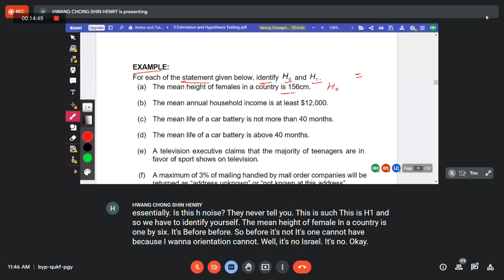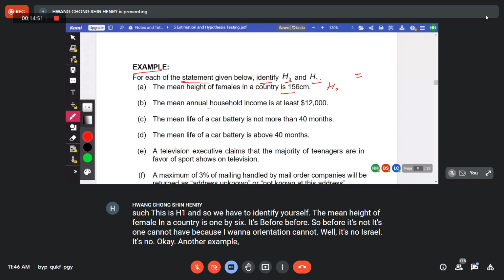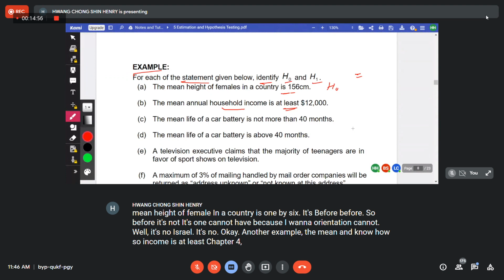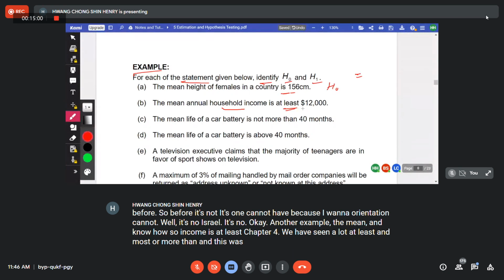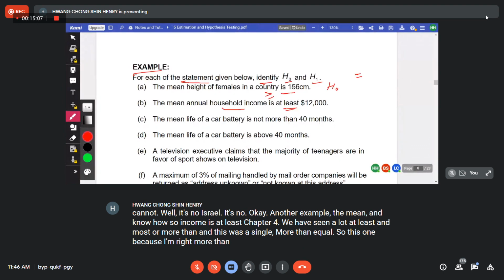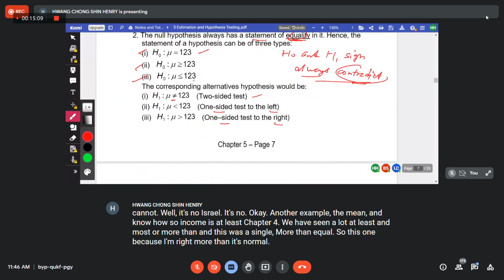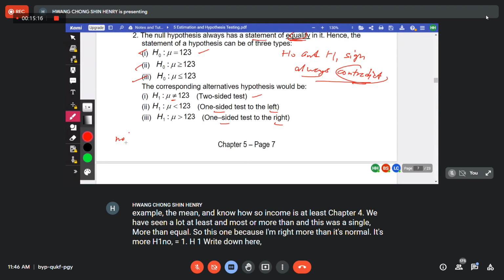Another example. The mean annual household income is at least, as in chapter 4. At least, at most, not more than. At least, what's the symbol? More than or equal. So this one has the equal sign, right? H0 or H1? H0. H1 has no equal sign. Write down here a note: H1 has no equal sign.